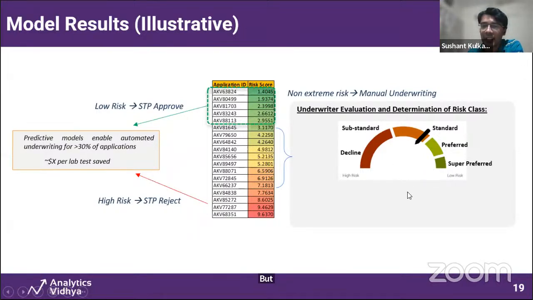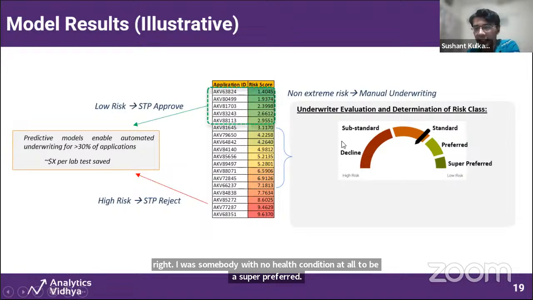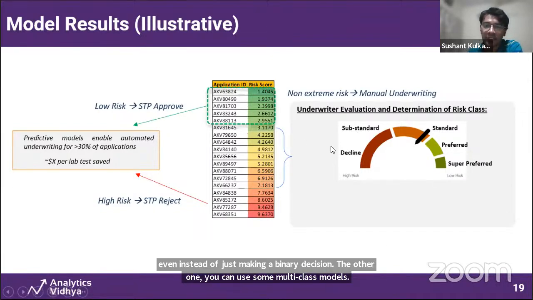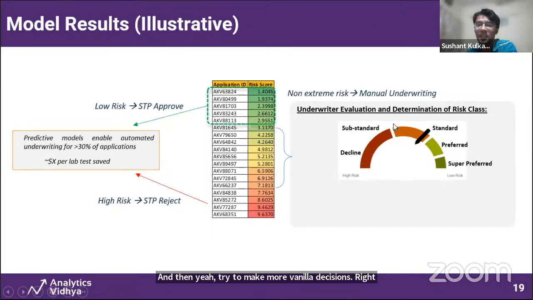So yeah, you can further use other models, instead of just making a binary decision, 0 or 1, you can use some multi-class models and try to make more granular decisions, right? And in the case the model is not sure, you let the manual process take care of it, right? So this is one common case.